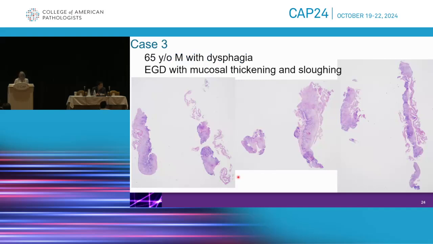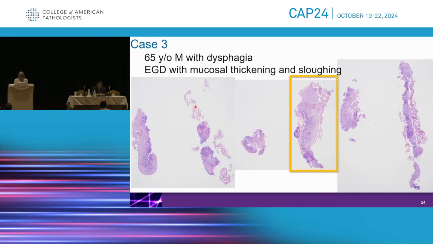And so knowing that now and looking at another case, this is a 65-year-old man with a history of dysphagia, and the EGD in this case showed mucosal thickening and sloughing. And now, we're all thinking about detached keratin all the time, so here's tons of it, right? Lots of detached keratin debris in this case that has us thinking about Candida.